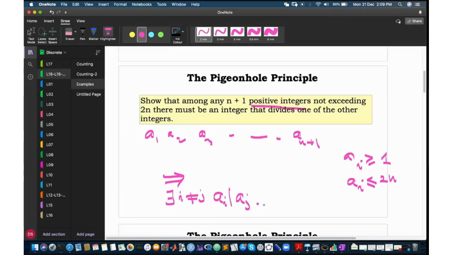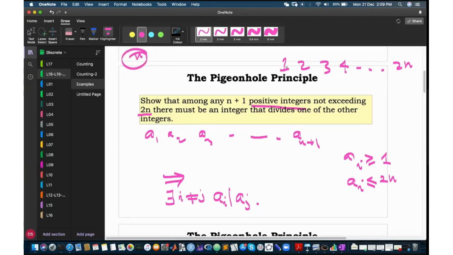Sir, I didn't understand the 2n part. So it says that every integer is a positive integer, and it's not exceeding 2n. Its value is not more than 2n. Numbers are positive integers like 1, 2, 3, 4, 5 up to, let's say, 2n, where n is some fixed number.